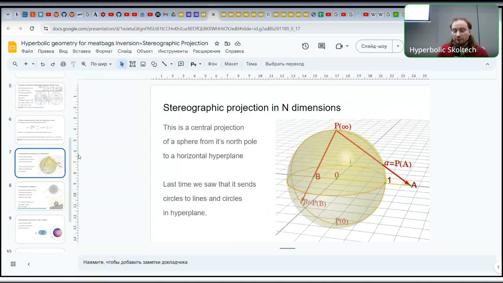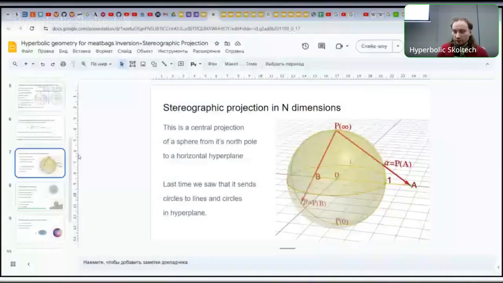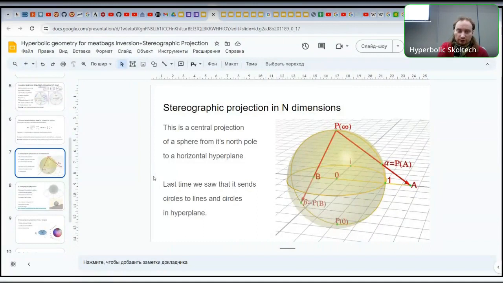So you take a north pole of a sphere and then just project your sphere without this north pole by central projection to a plane, which is some horizontal plane according to a vertical line from center to north pole. So last time we saw that this transformation sends circles to lines and circles in the hyperplane. So this can be defined in many dimensions too, and this property also works.